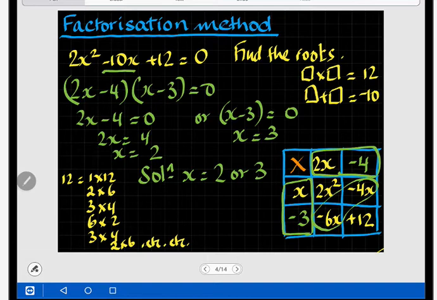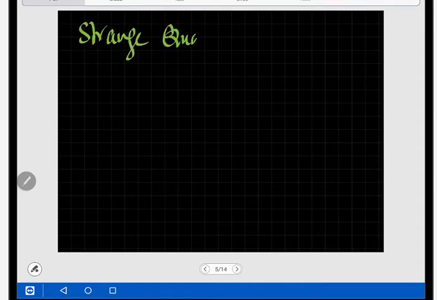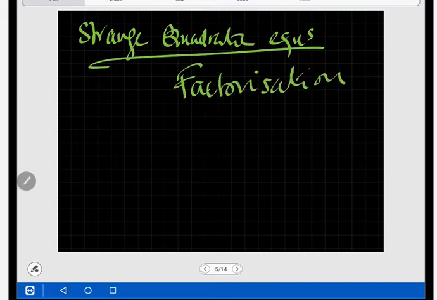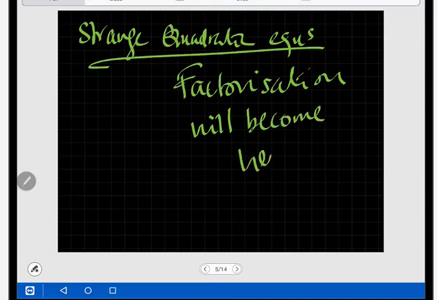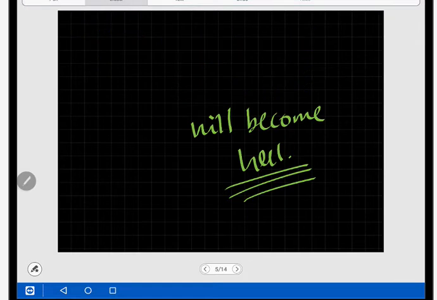Now, one last thing. Very often you're going to get some strange quadratic equation, and factorization will become hell, because sometimes you're going to have fractions, and sometimes you just cannot find the solution using just factorization. So how do we do that then? That's why we have three methods. We have the factorization, we have the completing the square method, and lastly we have the equation method. Sorry, not equation, the formula. A formula will be given. So let's carry on.